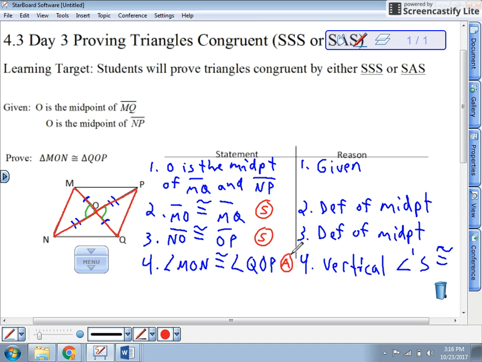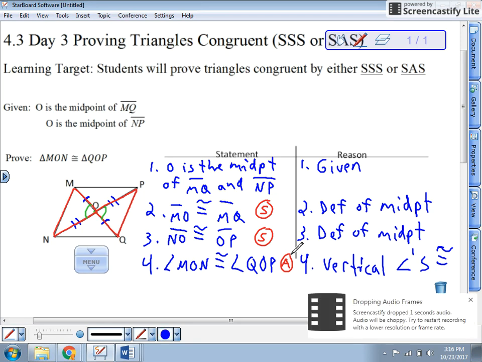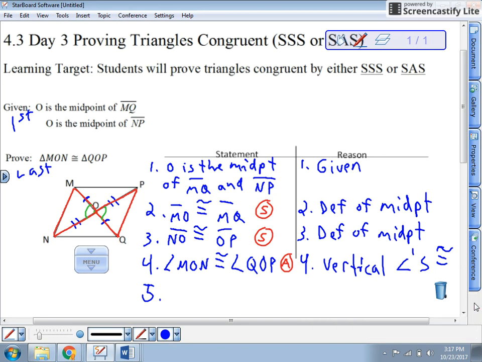So we look at our picture. We've got our three parts. We now can end with what we're trying to prove. This is always the first thing we write, and this is always the last thing. So we've got our three parts. Fifth step: triangle MON is congruent to triangle QOP. And what's the reason? You can see our two sides, side, angle, side. So we're just going to say it is side, angle, side. We've got that angle where each congruent side touches it. It's in the middle, so it is side, angle, side.